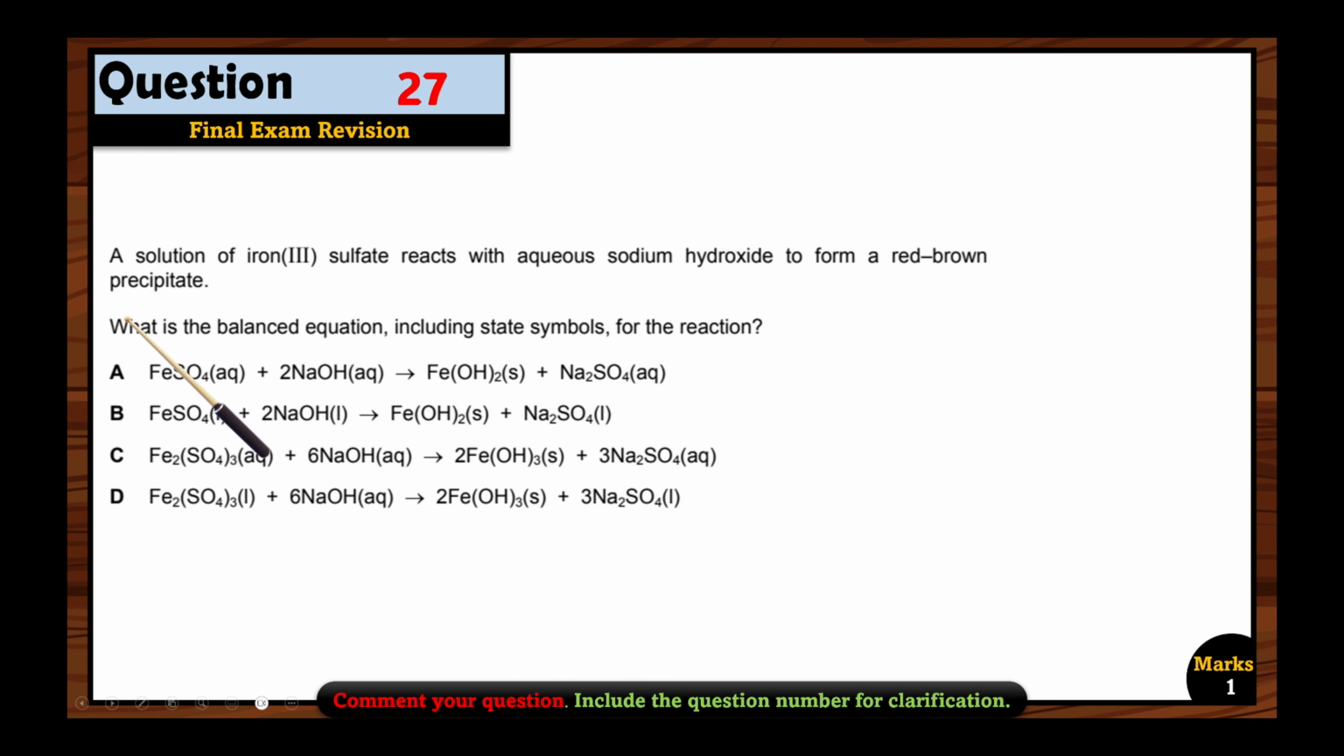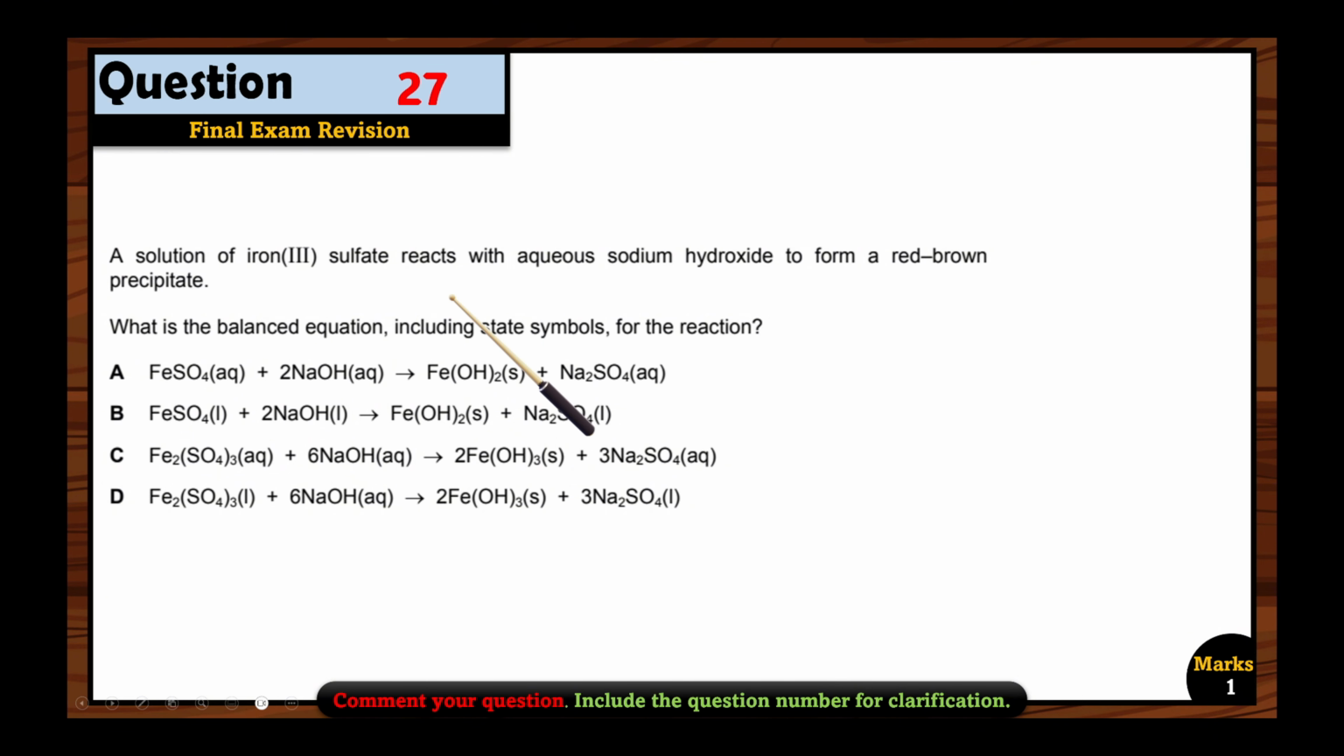Question number 27. A solution of iron sulfate reacts with aqueous sodium hydroxide to form a red-brown precipitate. What is the balanced equation, including the state symbols, for the reaction? So now, to save your time, because they already ask you to include the state symbols, you can first start with the state symbols so that you can exclude the maximum options and you are left with only a few options, and then you can find the correct answer, okay? So first of all, we will look at the state symbols. We will not look at the formulas.